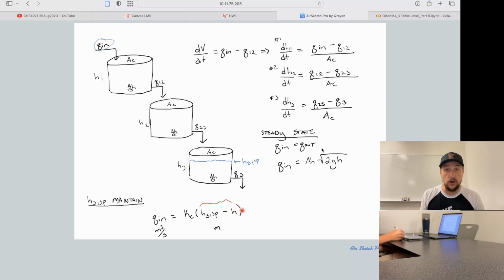If this is lower than what our set point is supposed to be, then this is going to be a positive value multiplied by a proportion constant, our controller gain there, and that's going to then increase the flow, the Q into the first tank.